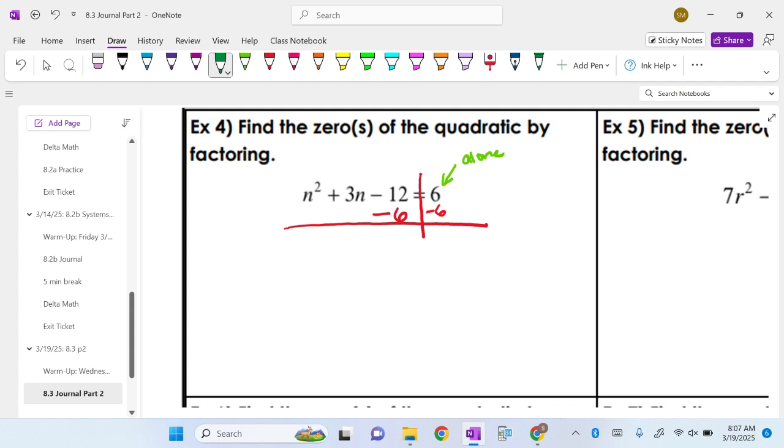Because now these two cancel out, and I now have n squared plus 3n minus negative 12 minus 6 is negative 18 is equal to 0.